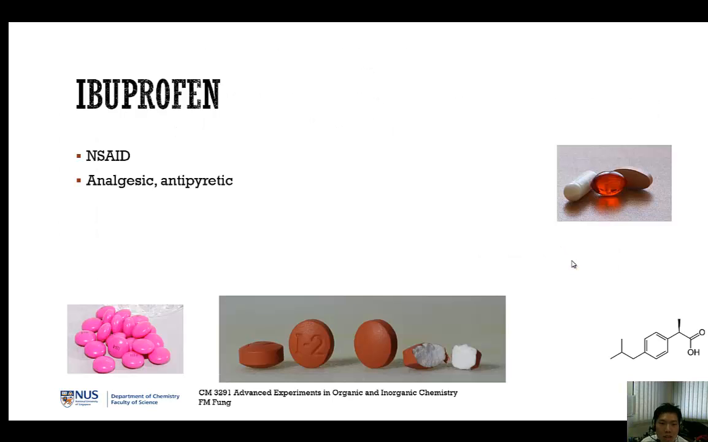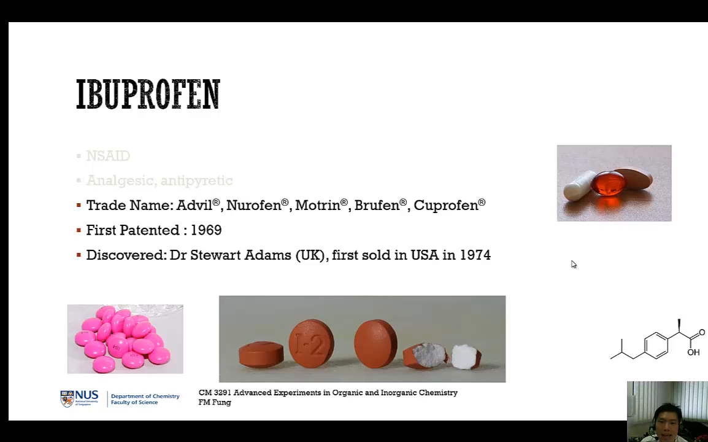Ibuprofen is a well-known drug that possesses analgesic and antipyretic properties. It is particularly known for its use in pain relief from arthritis. Ibuprofen was discovered by Dr. Stuart Adams and his colleagues in the United Kingdom in the 1950s, patented in 1961, and first made available in 1969. It became available in the US in 1974.